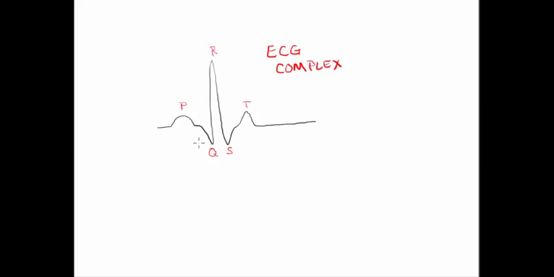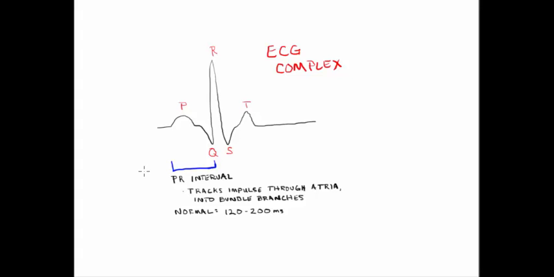So here's a basic ECG complex. In the most basic sense, it has 5 primary waves: the P wave, the Q, R, S, and T. The P wave represents atrial depolarization, and then the PR interval tracks the impulse from the atria through the AV node, down the bundle of His, and then through the bundle branches.